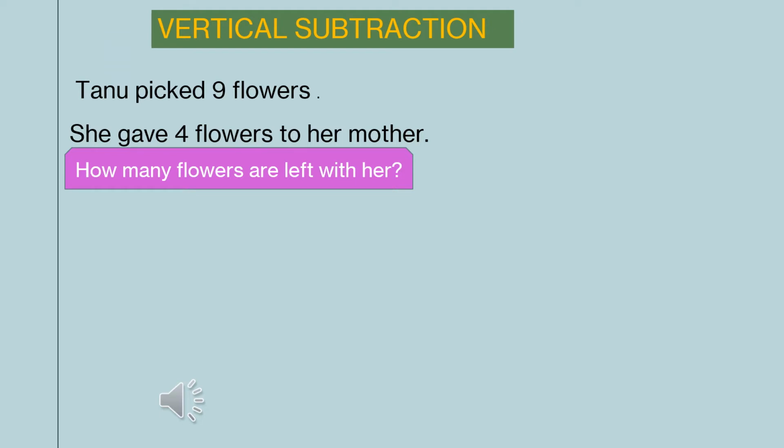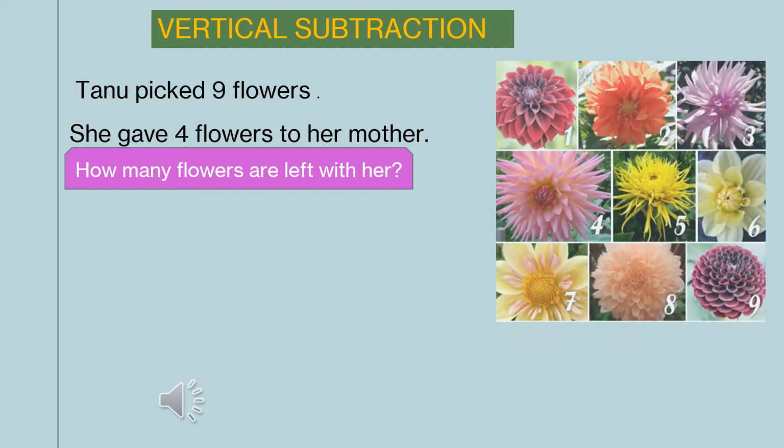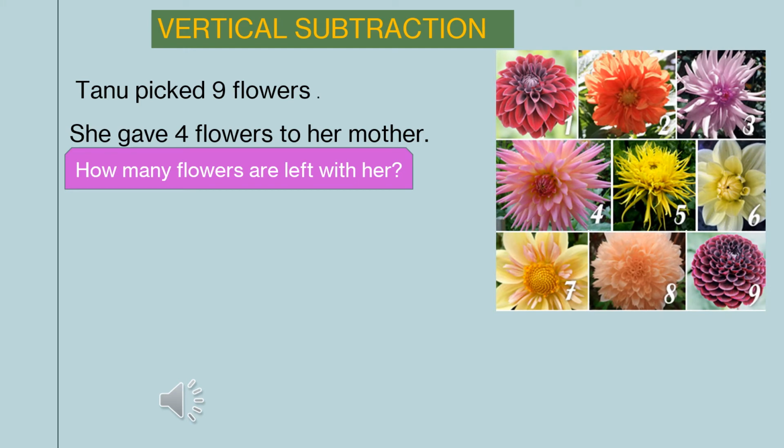As we have learned subtraction, we should always remember that subtracting is to take away, and we always count backward when we subtract. So here let's solve one example. Tanu picked 9 flowers. She gave 4 flowers to her mother. How many flowers are left with her?